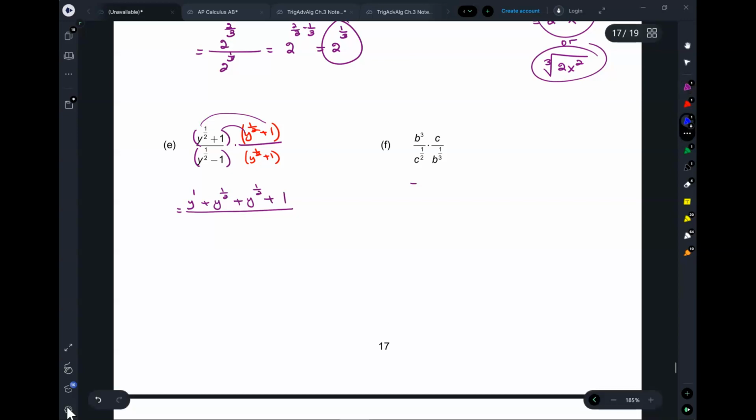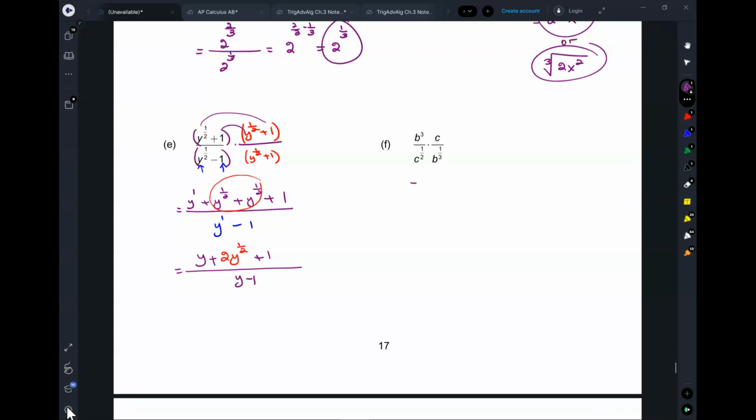Here, we're going to square the first term, and that gives me y to the 1. Square the last term, minus in the middle, because it's a minus b, a plus b. So I have y plus, how much is this? 2y to the half plus 1 over y minus 1. Okay? That's the answer. Yeah.